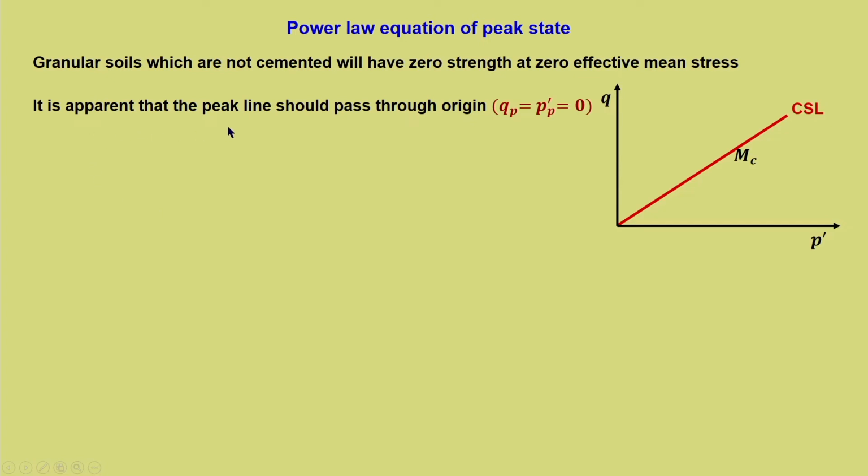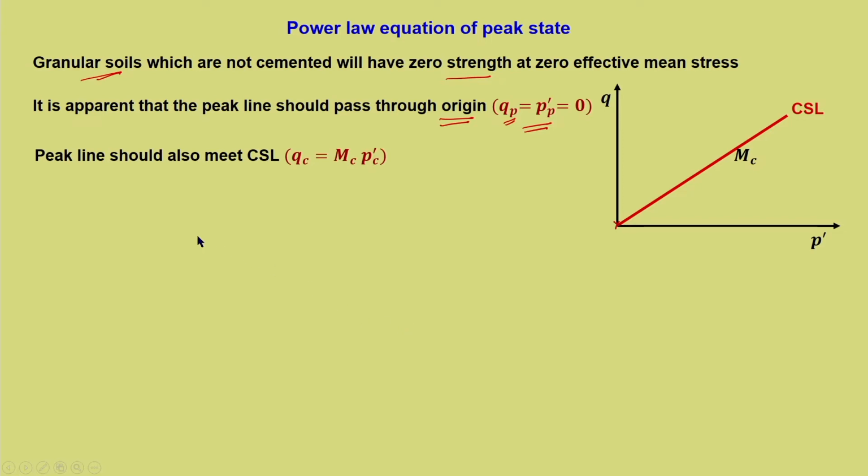It is apparent that the peak line should pass through the origin for this particular case, where there is 0 strength. Then it has to pass through the origin, where qp, that means q on the peak line, and p' on the peak line, will be equal to 0. So, it has to move through the origin.